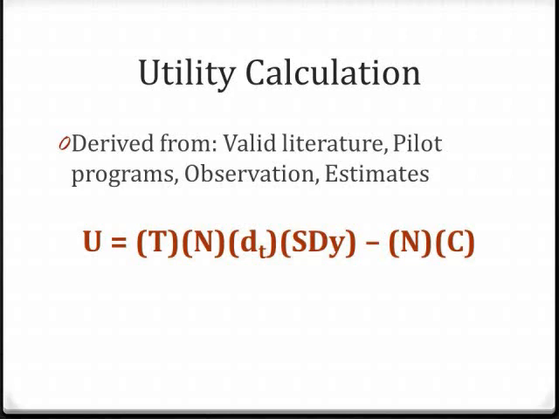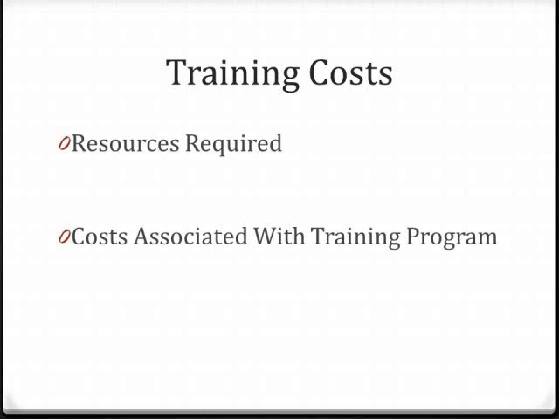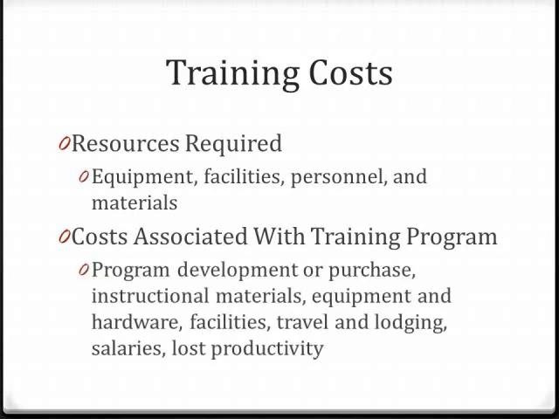Training costs include resources required, costs associated with the program, one-time costs, and cost per trainee. Resources required include equipment, facilities, personnel, and materials, while costs associated with the training program include program development, or if you purchase the program, materials that you may need, equipment, hardware, facilities, travel and lodging, salaries, and don't forget your opportunity costs in lost productivity.